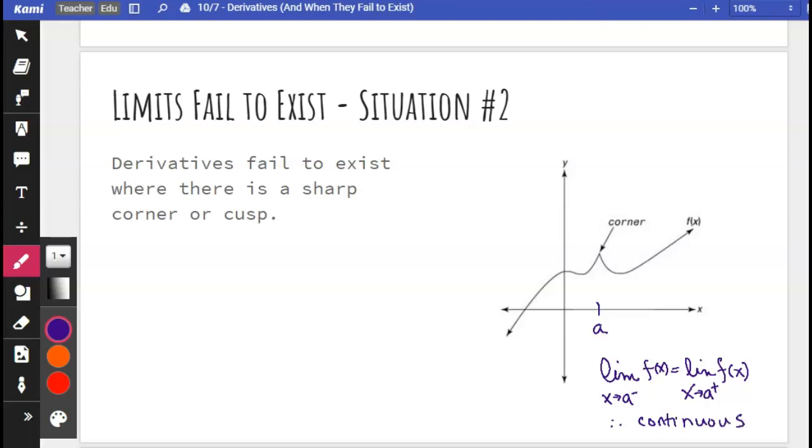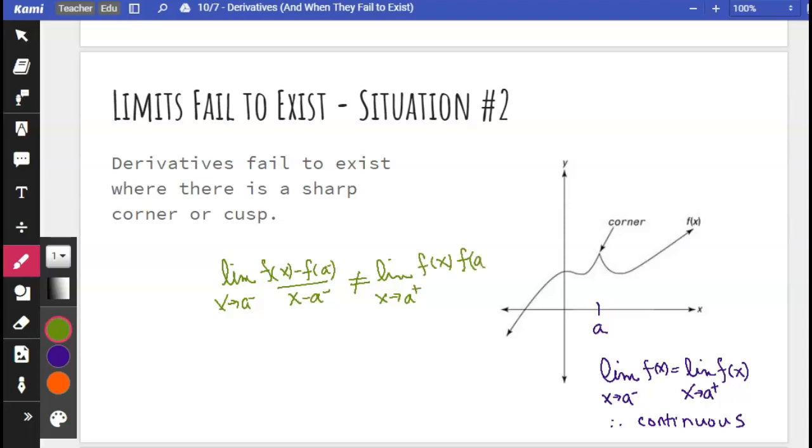And this whole idea of making sure our left-hand side and right-hand side match is still important, even when we're talking about derivatives. If I'm looking at this in terms of my derivatives, I want to know: the limit as x approaches A from the left of f of x minus f of A, all over x minus A, is not going to equal the limit as x approaches A from the right of that slope. Their slopes have to be equal in order for this to work.